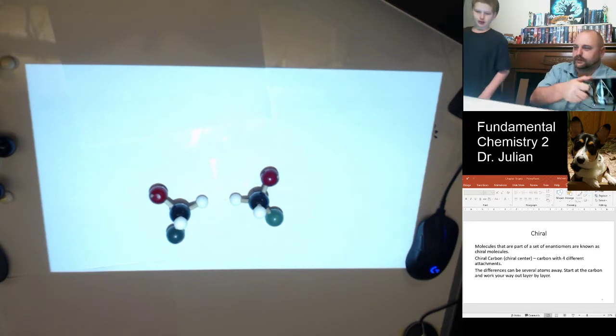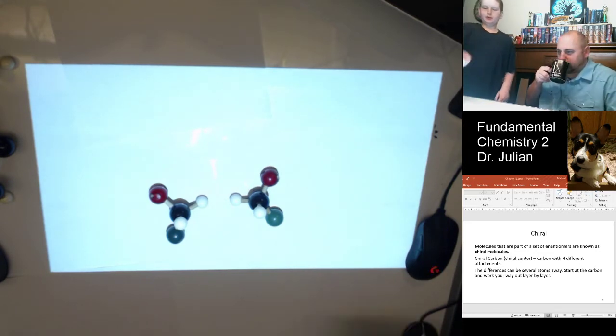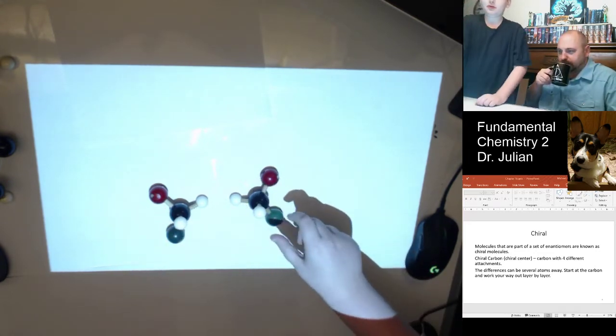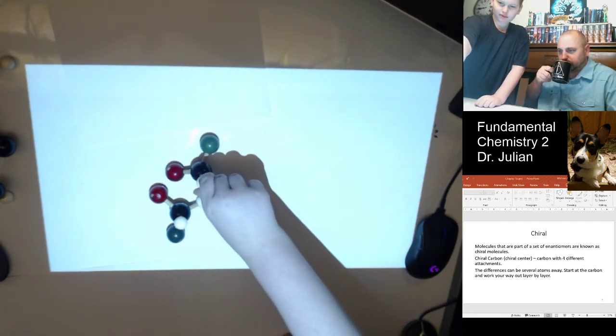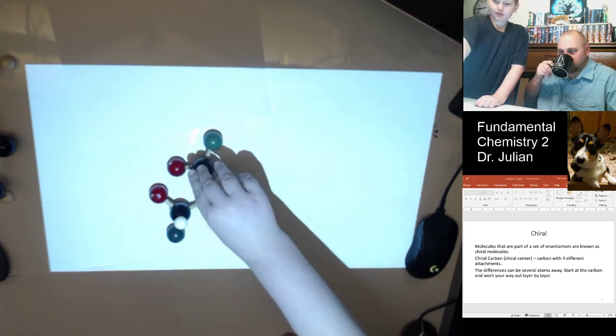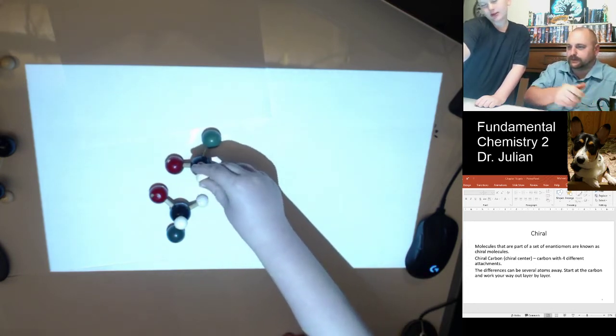Let me see. So you want me to make them? Yeah, go ahead, pick up one. Don't pick up the other one. Just pick up one. See if you can spin it, twist it, do whatever you need to do to make it superimposable. That's just a mirror. That's still a mirror.